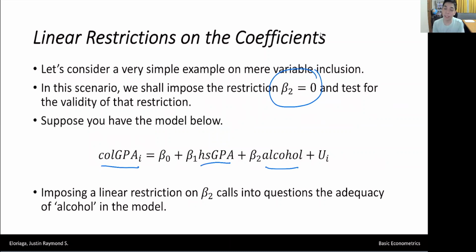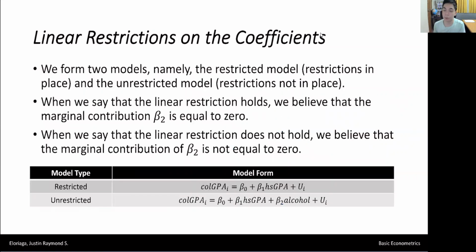Now, let's try and impose the restriction that beta 2 is equal to 0. If we assume that this is equal to 0, it's as if this component doesn't exist at all. It means that there is no relationship between the college GPA and the alcohol consumption. So in this formulation, we're going to impose a linear restriction that alcohol is not a significant determinant of the college GPA. So let's formulate how that goes in a Wald test.